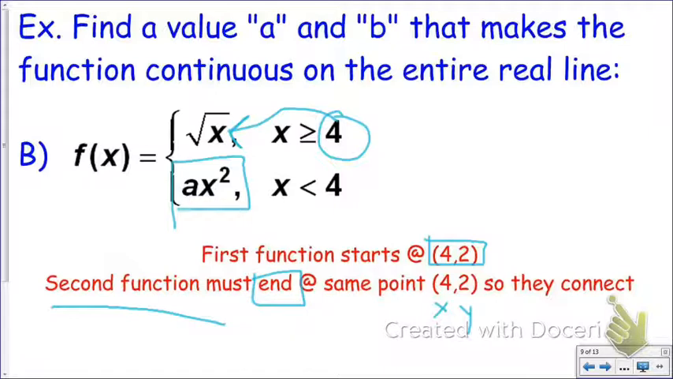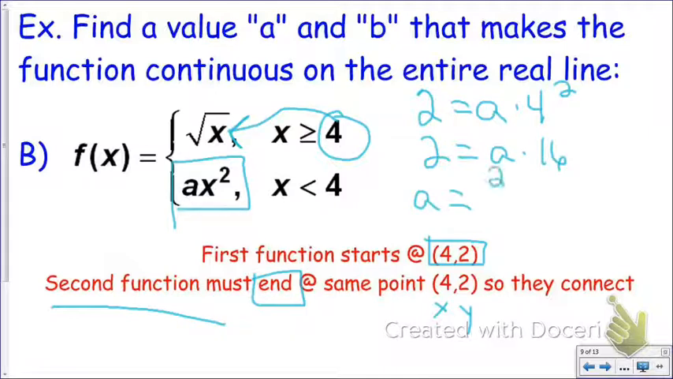So let's plug in x and y, and we can find a, because there's only one unknown variable. So f of x is the same thing as y, so we can now plug in 2 for y is equal to ax squared, but our x is 4, so a times 4 squared. 4 squared is 16, so 2 equals a times 16. And then if I divide both sides by 16, a is equal to 2/16, which is equal to 1/8.